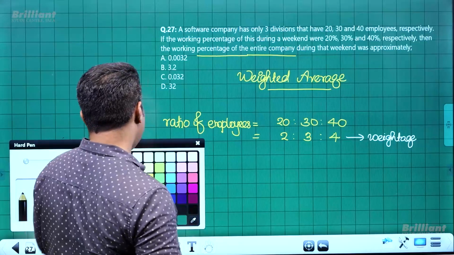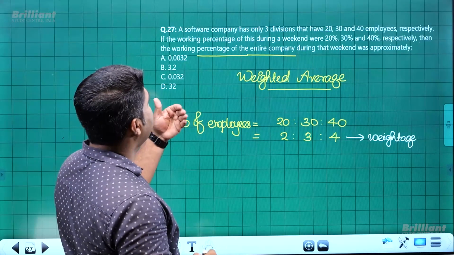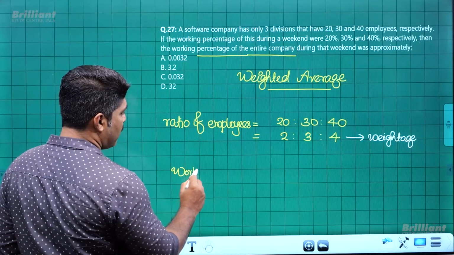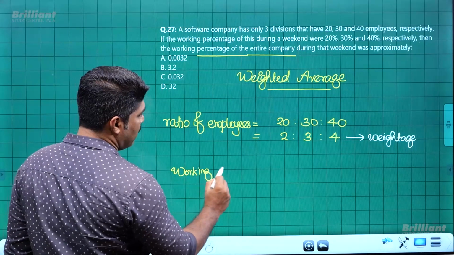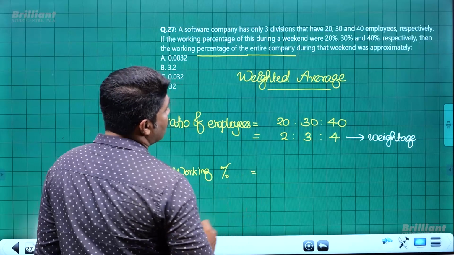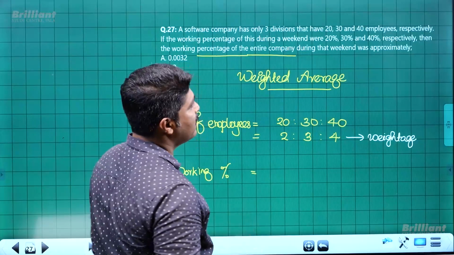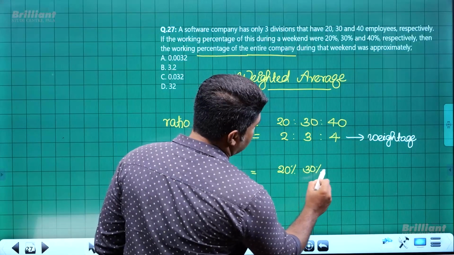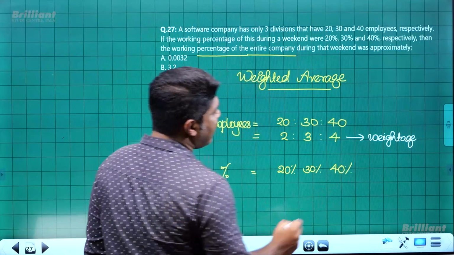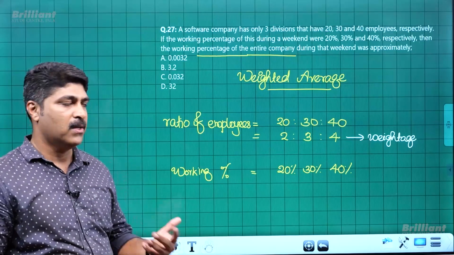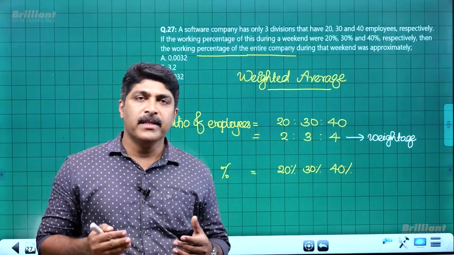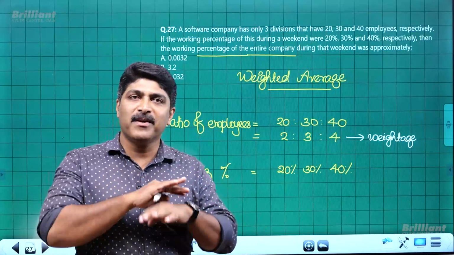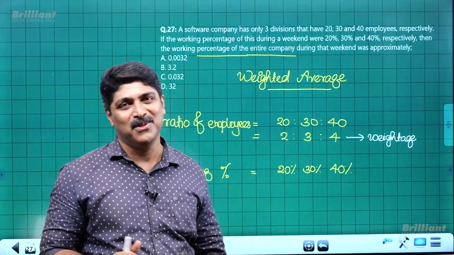Then we move to the next observations, their working percentages. Those are not ratios, we can directly write them as working percentages. It is given that the respective working percentages are 20%, 30%, then 40%. How can we apply the weighted average in this context? If you need to find the average of 20%, 30%, 40%, that's simply 20 plus 30 plus 40 divided by 3. What is 3? 3 is the number of observations.